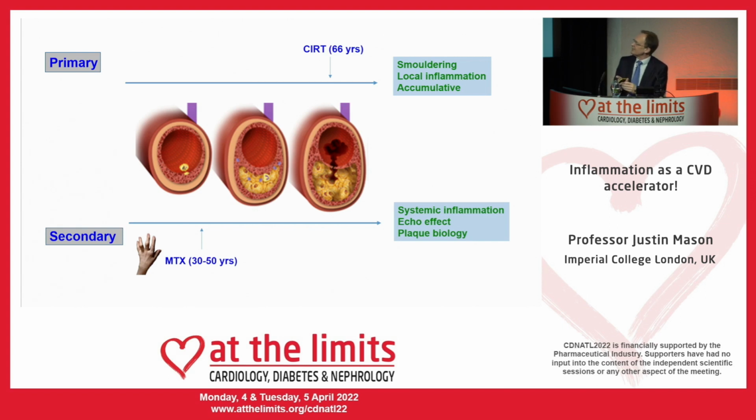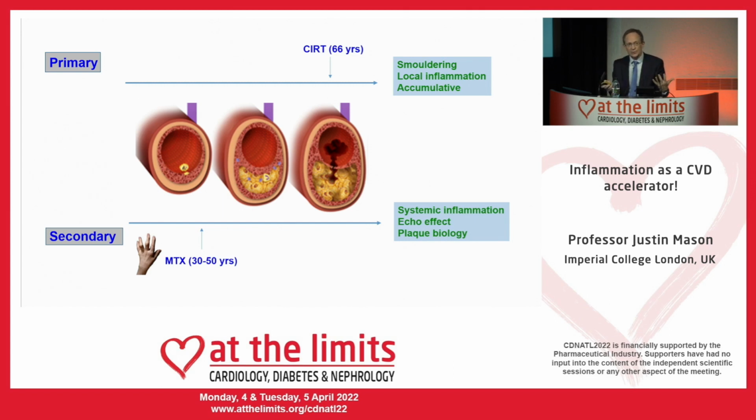The other point I want to mention in the difference between SERT and the other studies is that the mean age of intervention in the SERT study was 66 years of age. These patients had pre-existing coronary disease and myocardial infarction. They probably had low-grade smoldering inflammation, which was local, and it was accumulative.